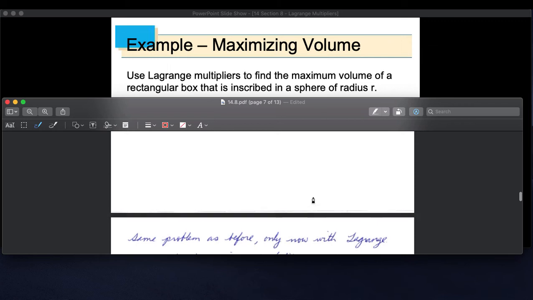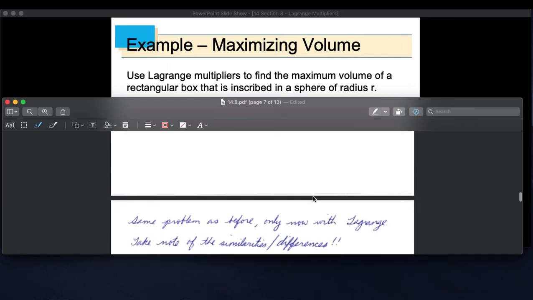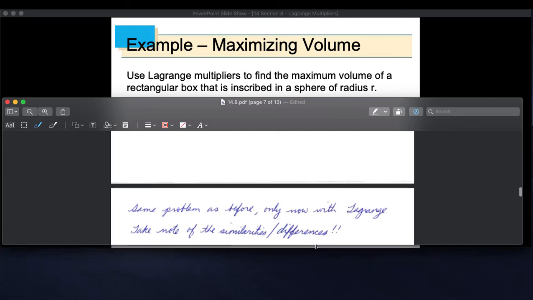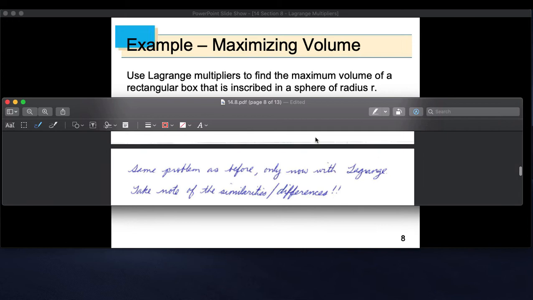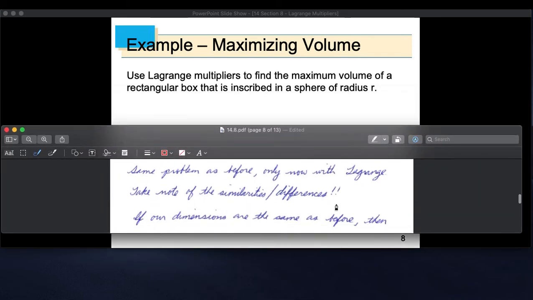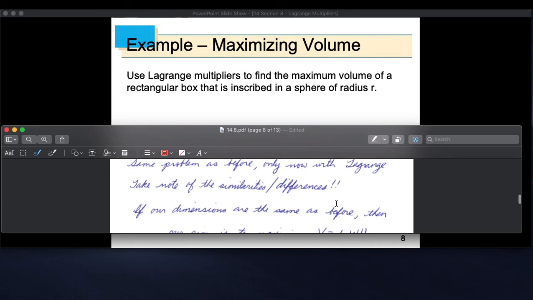Okay, so it's the same problem, now only with the Lagrange multipliers. And as I do this problem, please take careful note of the similarities between what I do here and what I did in 14.7. Now, let's go ahead and just let our dimensions be the same as before.